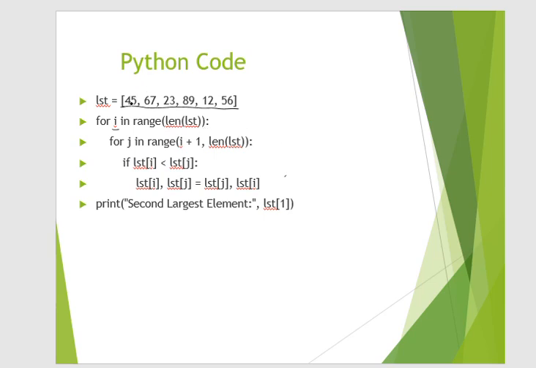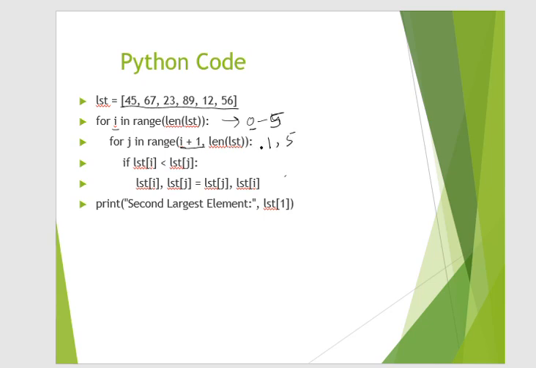It means the length of list is 1, 2, 3, 4, 5, 6. So the value of i will be from 0 to 4 because there are 1, 2, 3, 4, 5, 6 elements. So sorry, 0 to 5. Length minus 1, so it will go from 0 to 5. Now the inner loop j is i plus 1. So in the first case, it will start from 1 and it will go to 5.